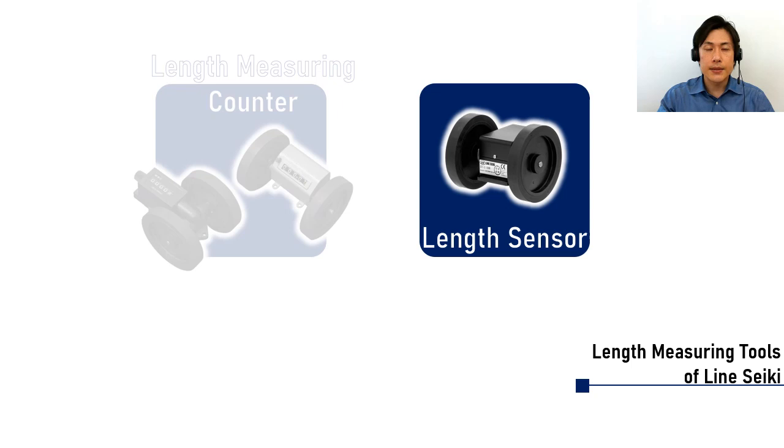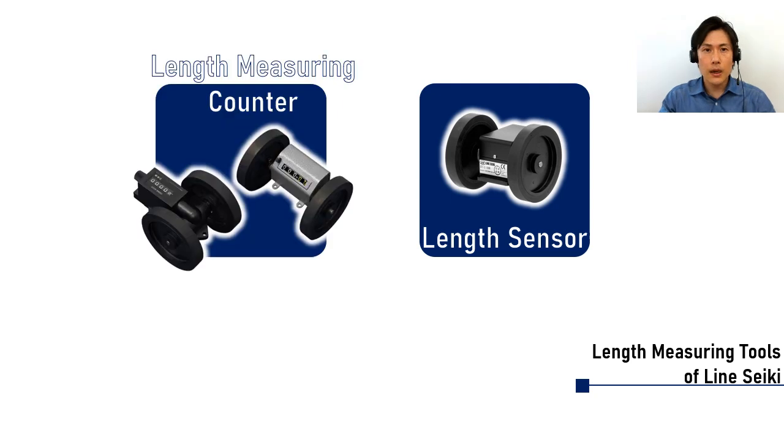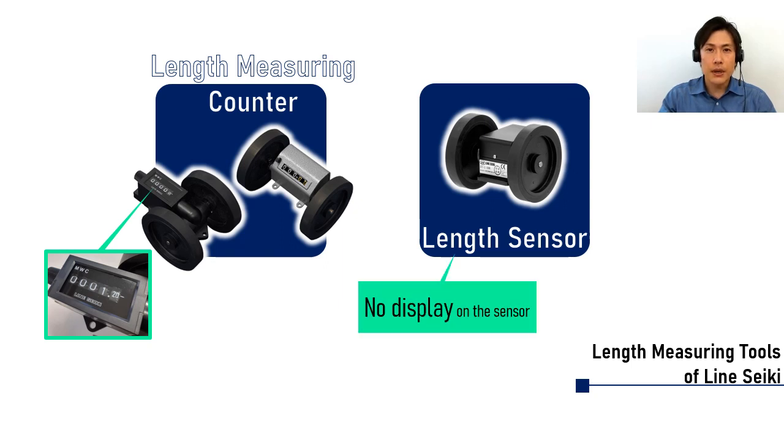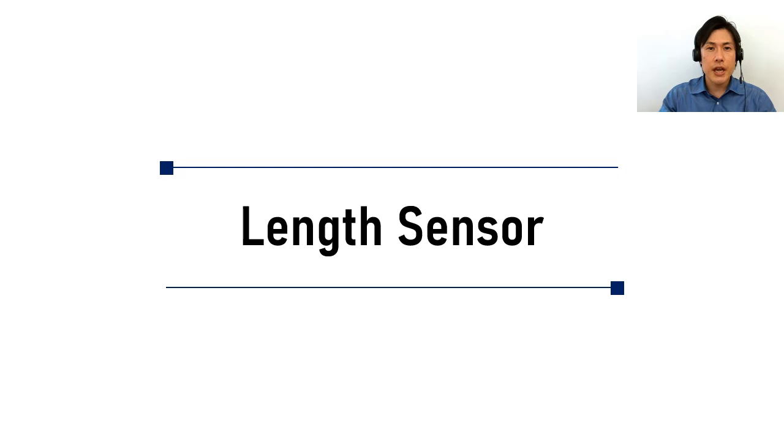And this one is today's subject, length sensor. Let's have a look at this. A length measuring counter has a display to show measured length, but there is no display on the length sensor. Then how do we check the measured length? From this chapter, let's focus on the length sensor of Line Seiki.